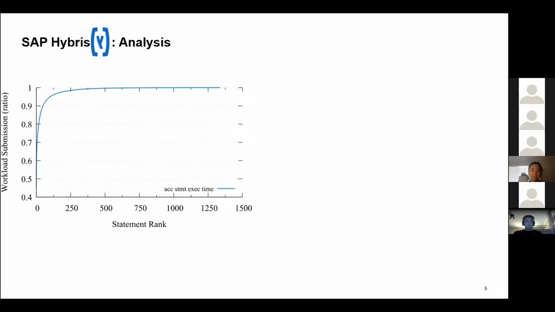Regarding the first hypothesis, we executed the described workload and traced the statements on the database side. We ordered the statements by their execution frequency. The statement with rank 1 is the most frequently executed statement. And we accumulated the total execution time of the statements. What we get from this plot is that the 20 most submitted statements make up 80% of the workload's execution. So 20 statements are responsible for 80% of the execution.